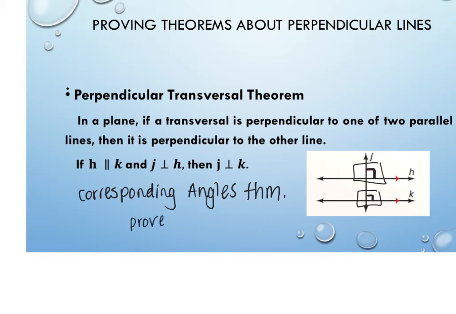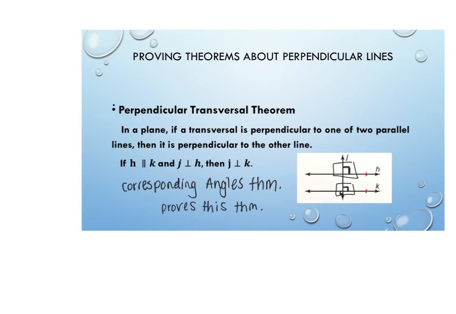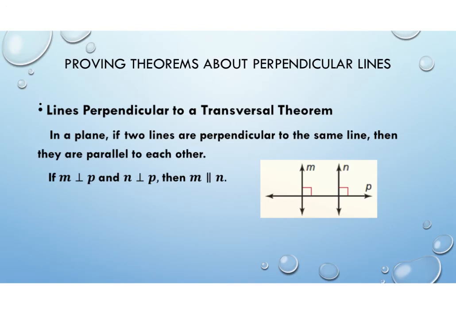That proves this theorem. You could have also said the alternate exterior angle theorem, because we could have said that this angle is also 90 degrees by the alternate exterior angle theorem, and that would have also proven it. So you could have used either one. All right, proving theorems about perpendicular lines.